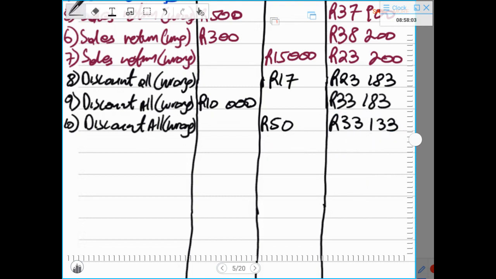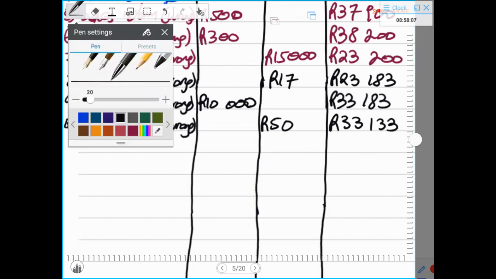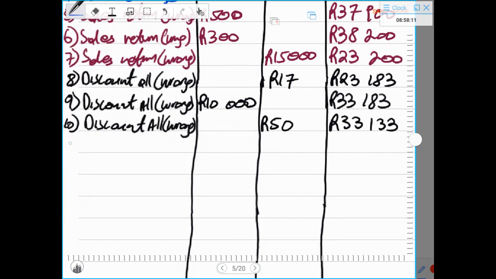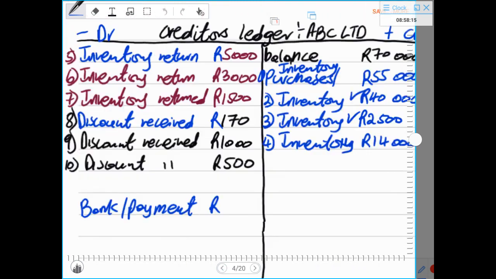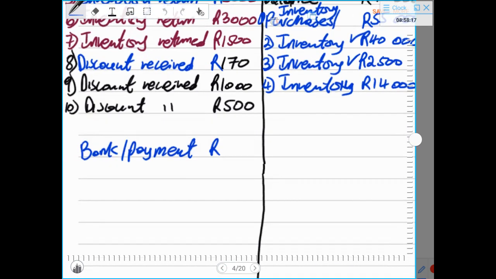Almost the closing part now, which is the bank account. Now on the bank account, we are on the 11th transaction. I'm coming to the bank now on the 11th.